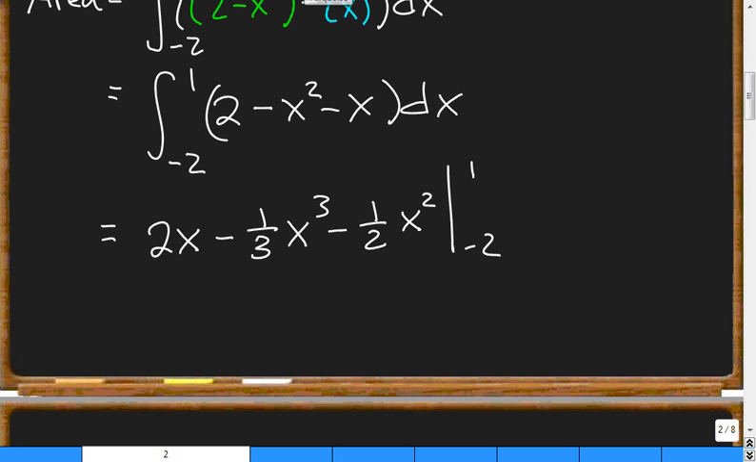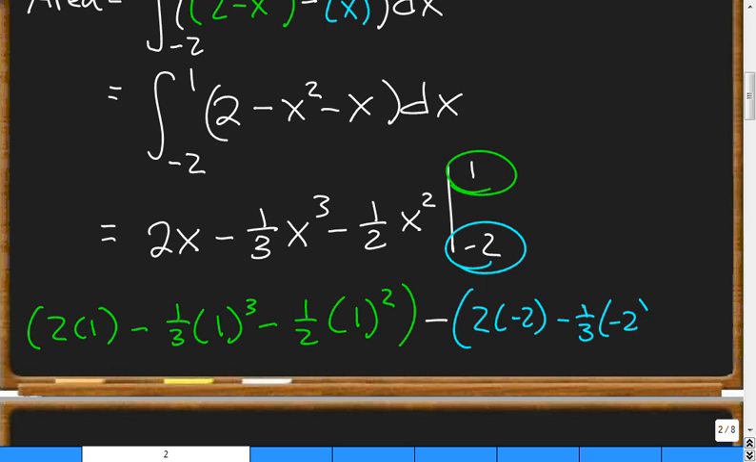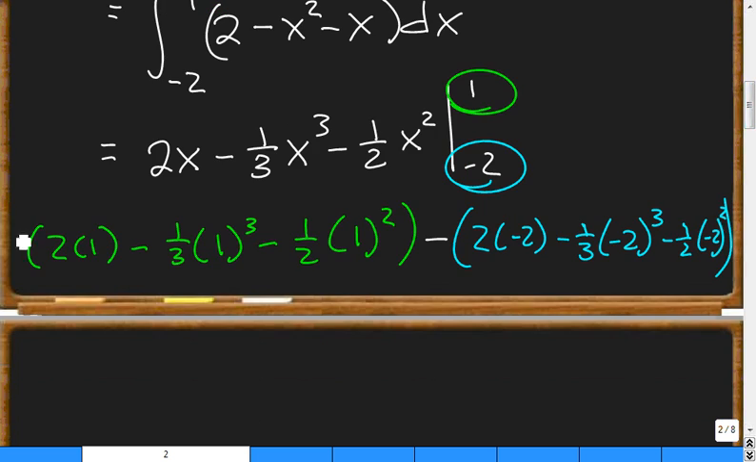So first we'll plug in 1. So we're going to get 2 times 1 minus 1/3 times 1 cubed minus 1/2 times 1 squared. We're going to subtract away, plugging in negative 2. So we're going to get 2 times negative 2 minus 1/3 times negative 2 cubed minus 1/2 times negative 2 squared. Okay, so now we have to go forward and actually plug these in.